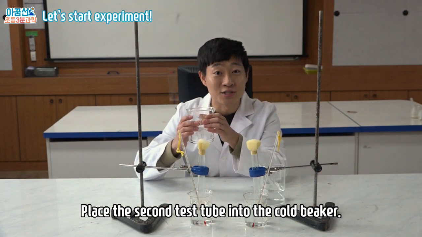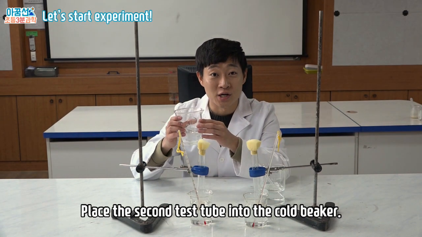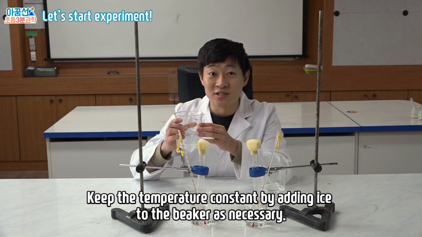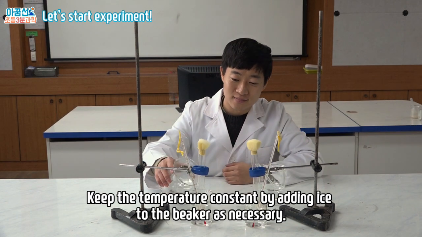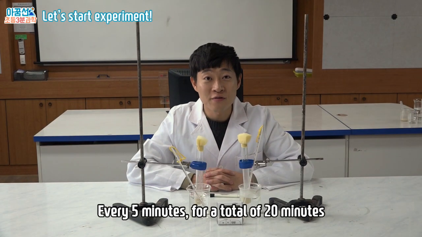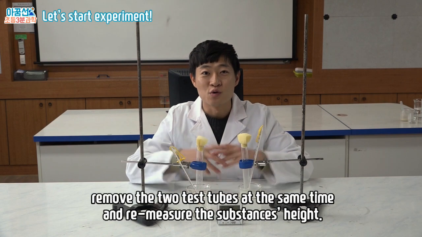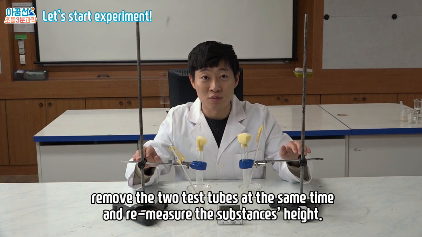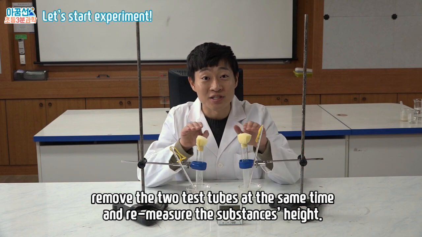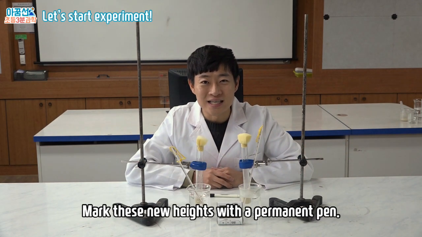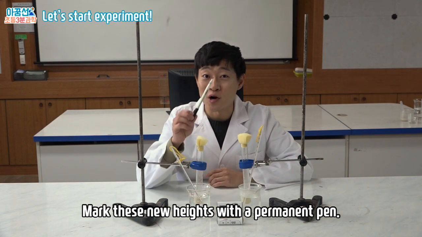Place the second test tube into the cold beaker. Keep the temperature constant by adding ice to the beaker as necessary. Every 5 minutes, for a total of 20 minutes, remove the two test tubes at the same time and re-measure the substances' heights. Mark these new heights with a permanent pen.